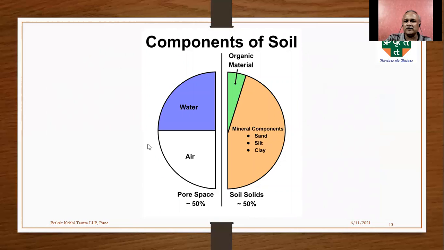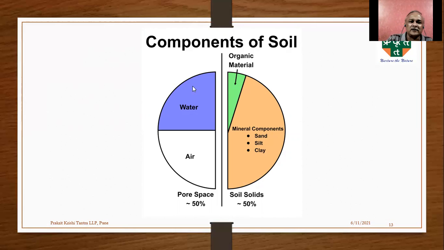Understanding the composition of the soil. Whichever soil we talk about, whichever growing medium we talk about, two parts are there. 50% is water and air, and the balance 50% is the mineral components, that is sand, silt, and clay, and up to 5% organic matter. This is 45%, and this is maximum up to 5%. I'm talking about the natural condition, any place which is undisturbed, naturally preserved.